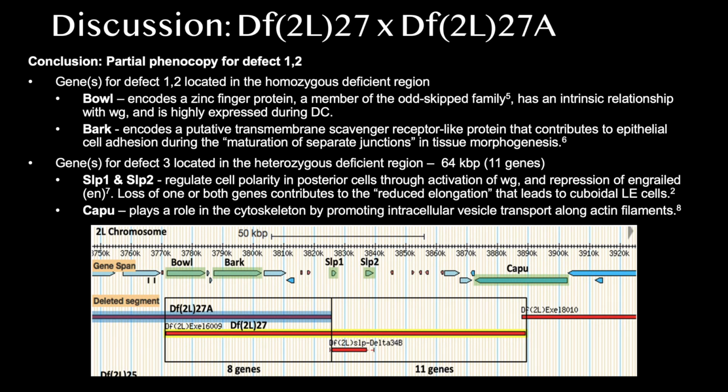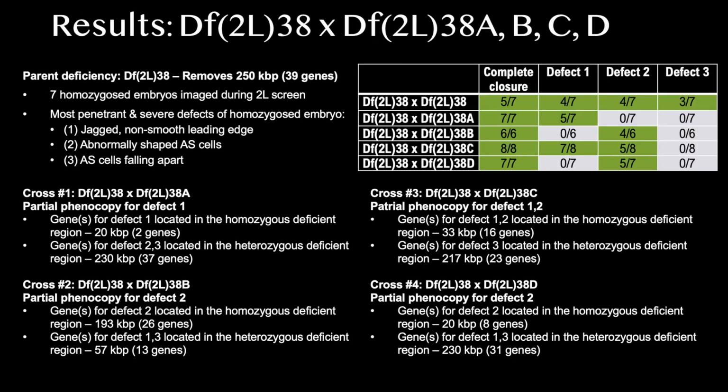Correspondingly, the genes responsible for the increased severity, which is particularly evident in the lack of AS cells falling apart, are located within the 11-gene heterozygous deficient region. 3 candidate genes I've hypothesized are sloppy pair 1 and 2 and CAPU. The 2L screen already hypothesized the loss of sloppy pair genes contributes to the reduced elongation that leads to cuboidal LE cells. Now, let's talk about parent deficiency 38.